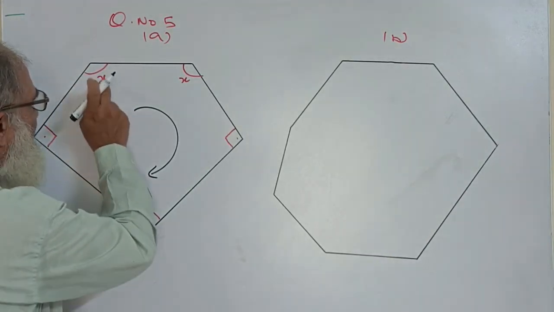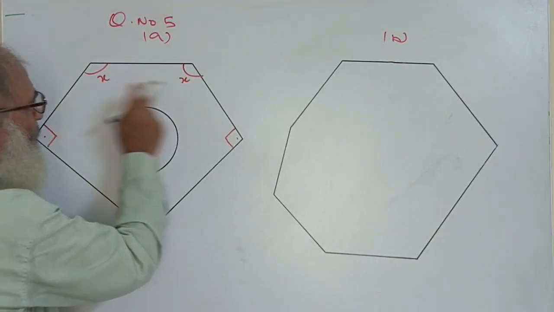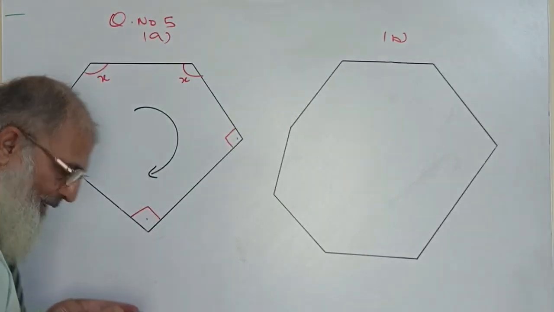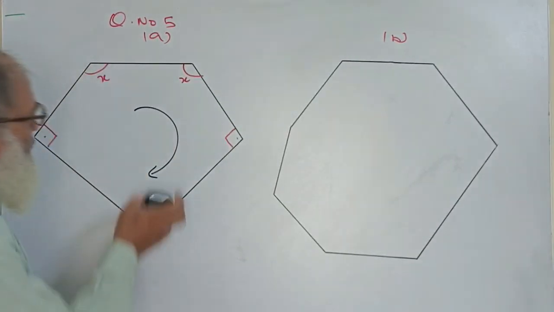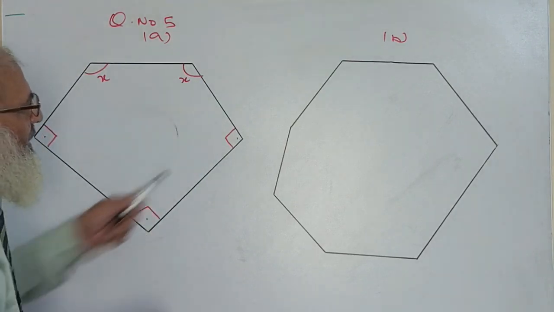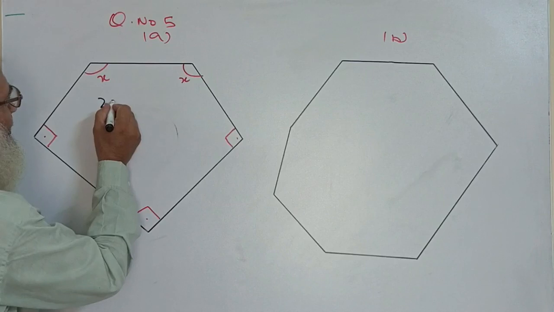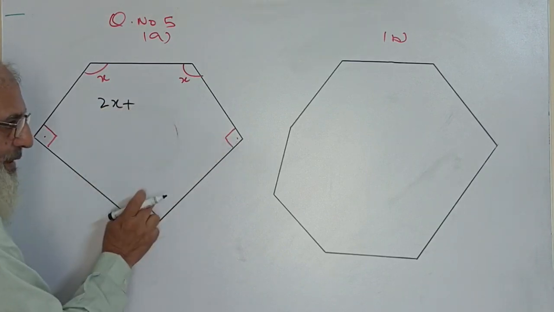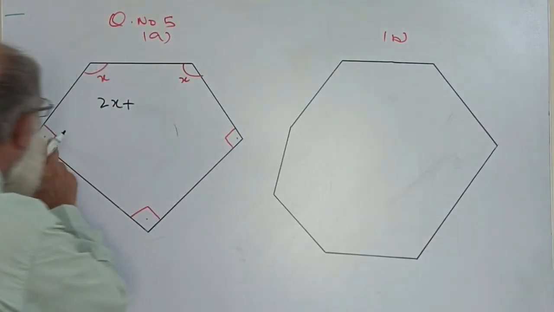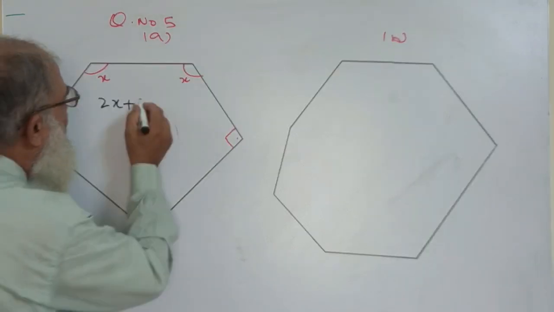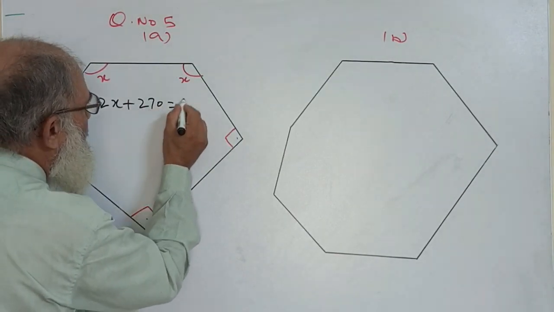So that means these two are x, that means it is 2x. Let me write it: 2x plus 90. These are all 90. So 2x plus 90 plus 90, 180, 180 plus 90, 270 is equal to 540.